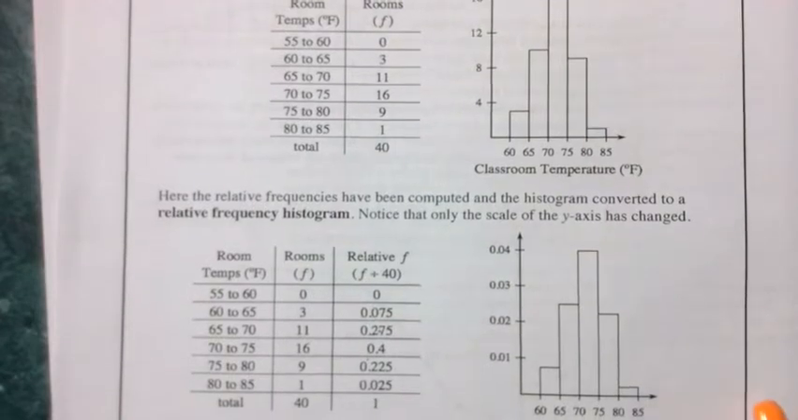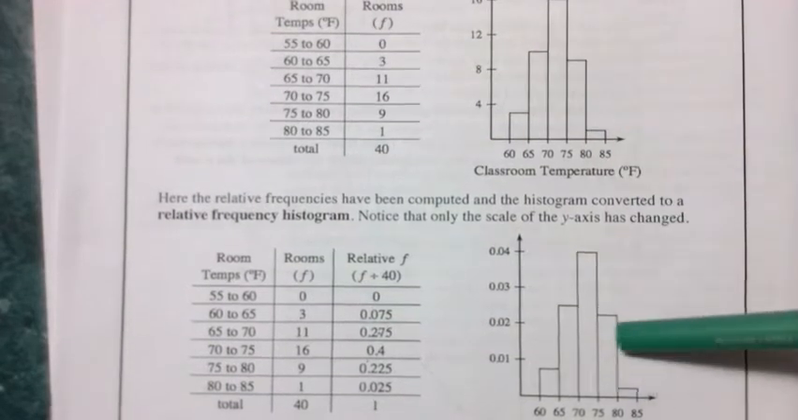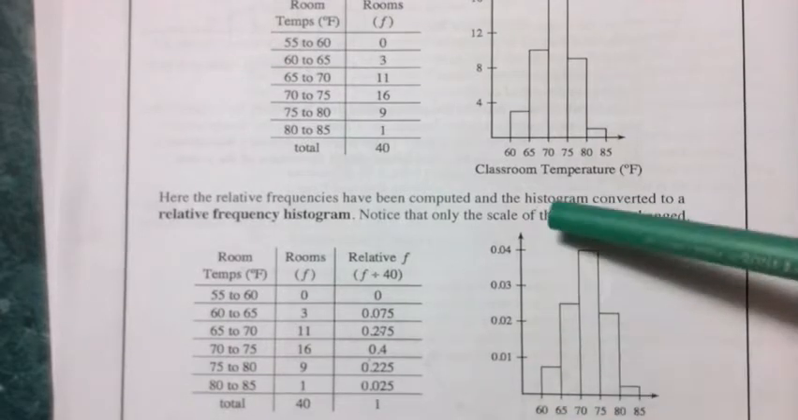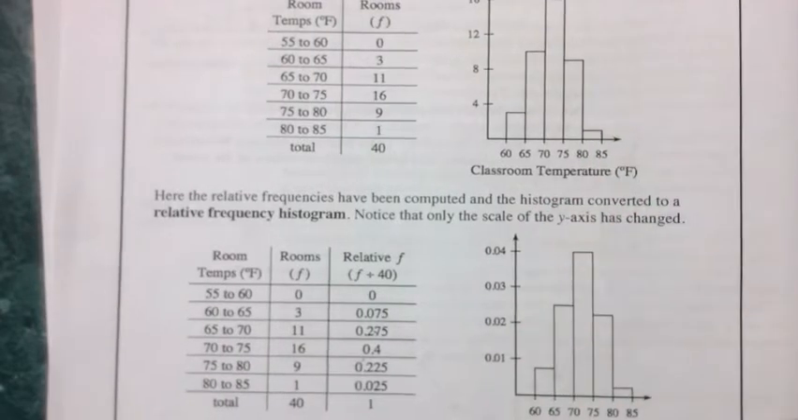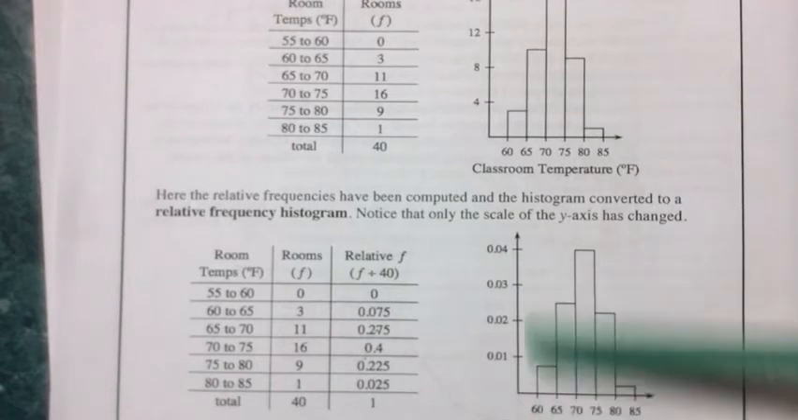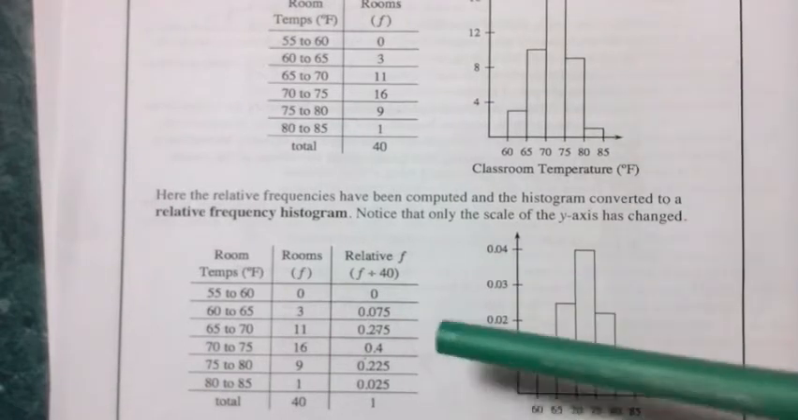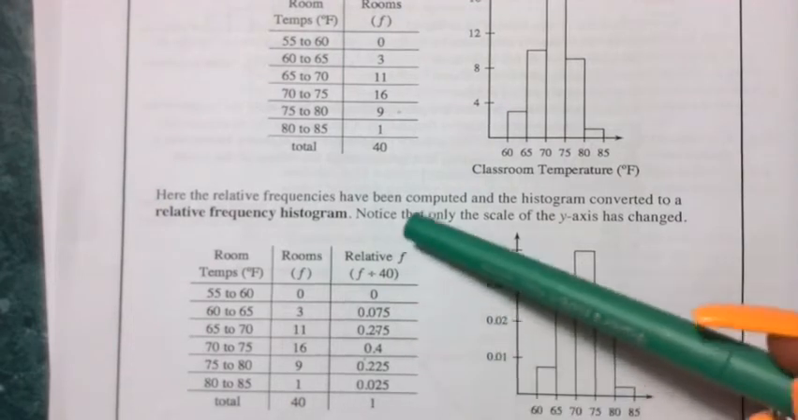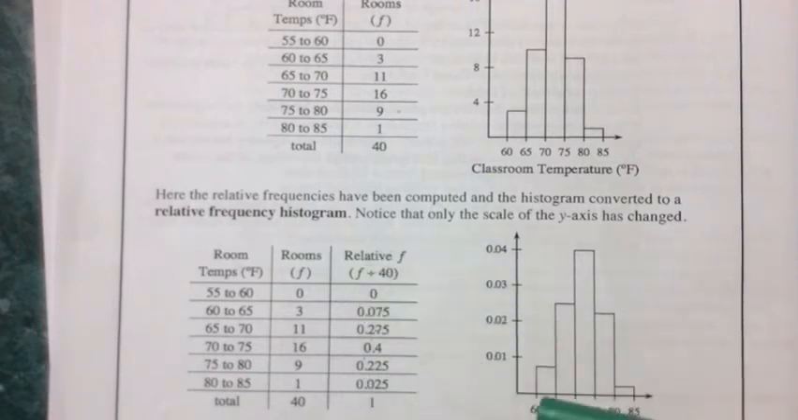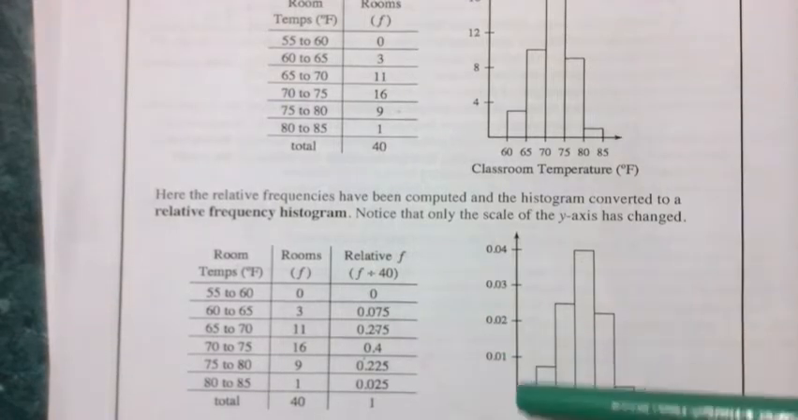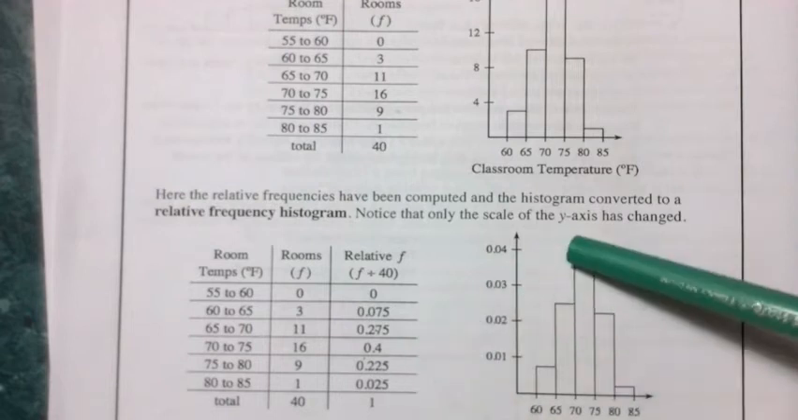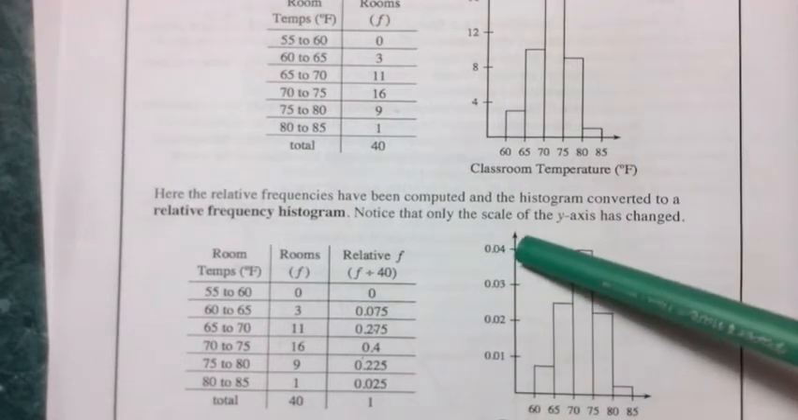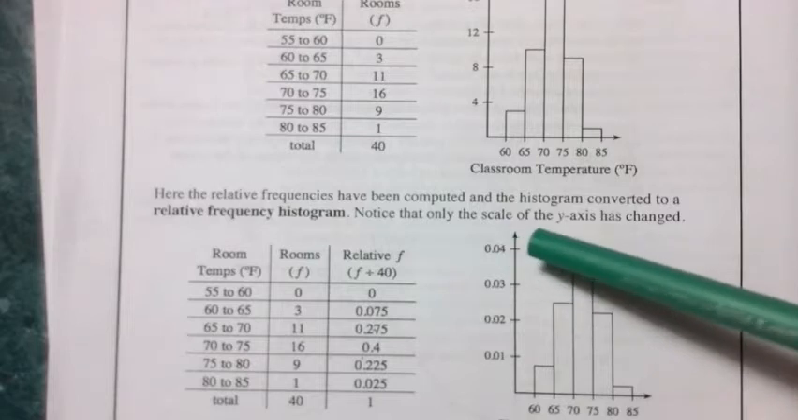So the difference between the regular histogram and a relative frequency histogram is the y-axis. Your x-axis stays the same. Your temperature stays the same. Your y-axis changes because it is now based off of your frequency. So your lowest point is 0 and your highest point is 0.4. Even though this is wrong on my paper, it should be 0.4.